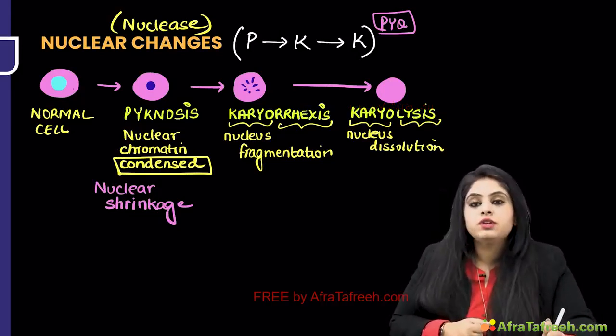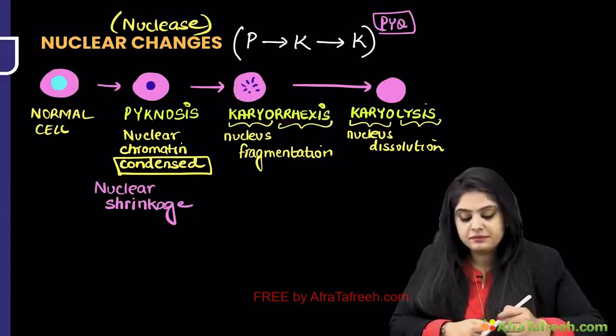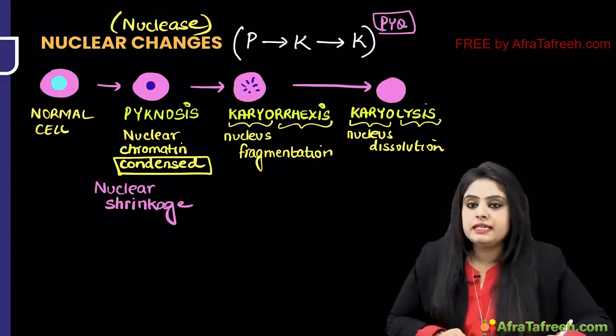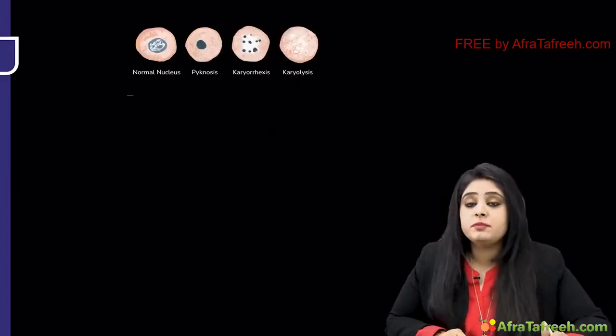So they tell you to arrange the nuclear events in a sequence. So PKK, the first one is going to be pycnosis. The second one is karyorhexis. And the third one is karyolysis. So now that we've studied the PKK, let us move forward and look at this image in the form of an image-based question.